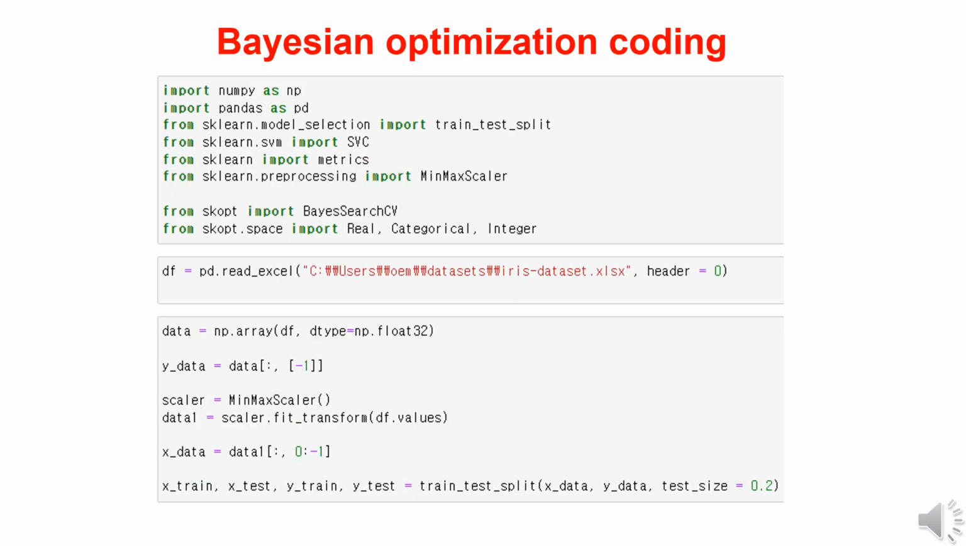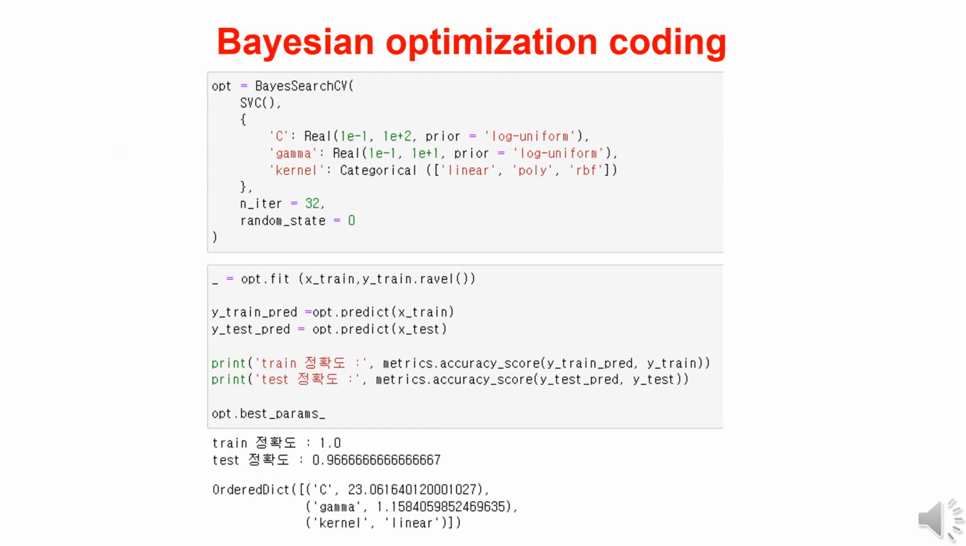Next, let's take a look at Bayesian optimization. Similar to the previous grid search, we import the same libraries and additional ones for the Bayesian algorithm and range configuration. After that, we load the Excel dataset and perform normalization. Then, we split the data into training and testing datasets with an 8:2 ratio. Next, we input the support vector machine model as the one to be optimized using Bayesian optimization. We also set the hyperparameters to be optimized and their respective ranges.